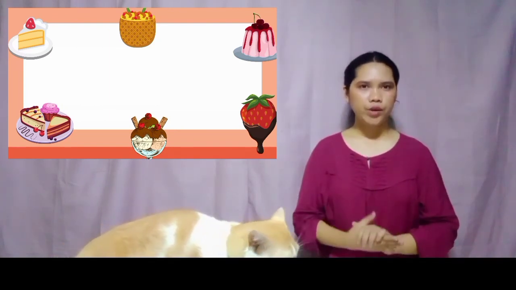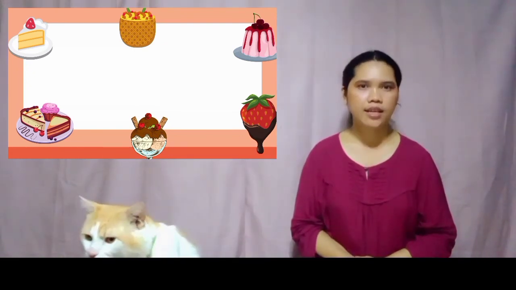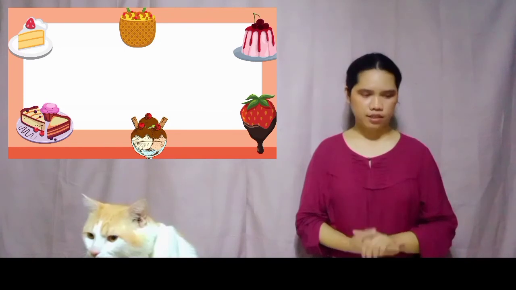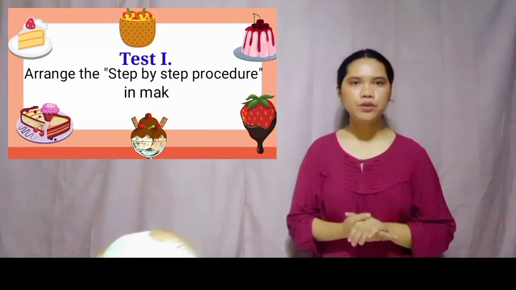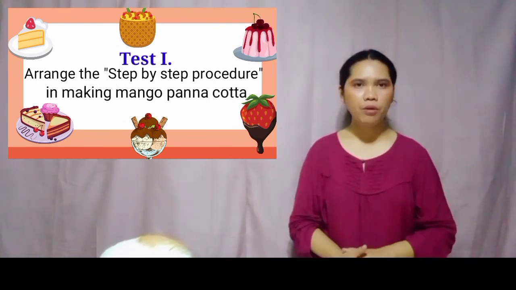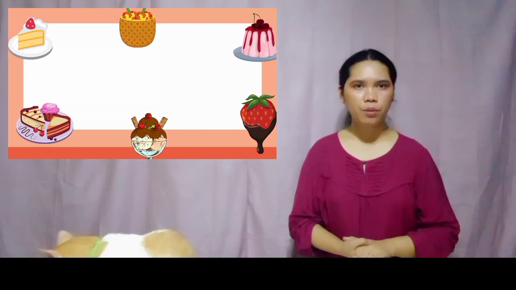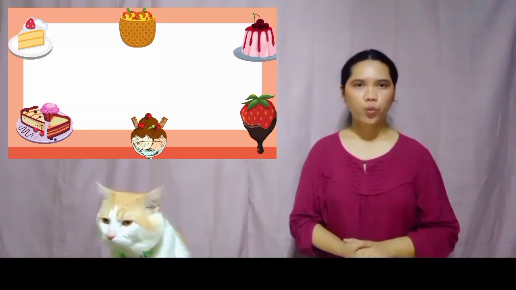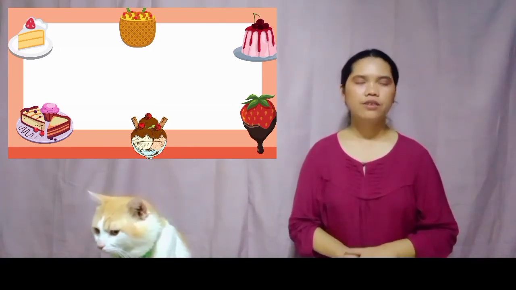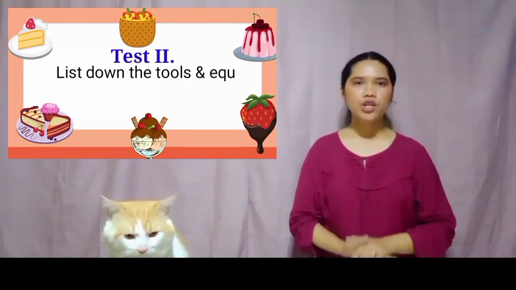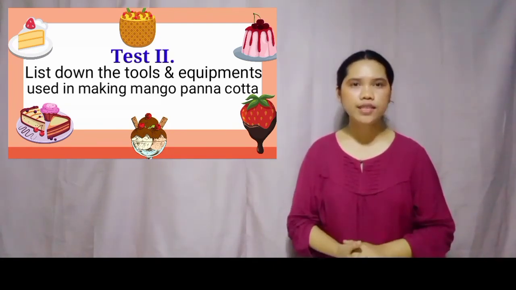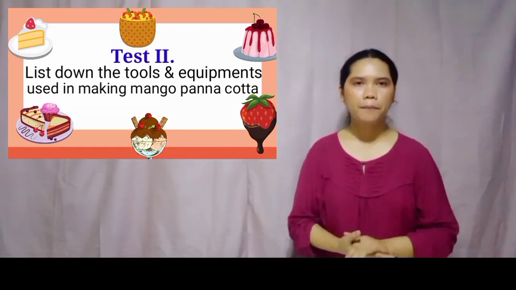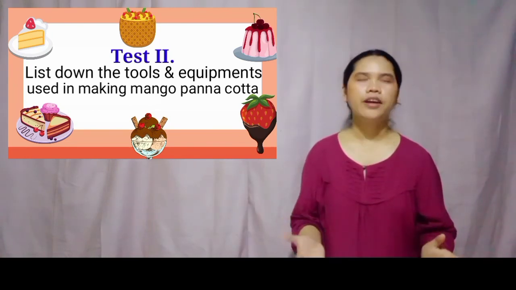Okay, so the quiz is composed of test 1 and test 2. For the first test, here is the direction. You have to arrange the step-by-step procedure in preparing the mango panna cotta and just write the numbers 1 to 12. Okay, is that clear? Okay, very good. For test 2, you have to list down the tools and equipments and the ingredients used in preparing the mango panna cotta. Is that clear? Okay, very good.